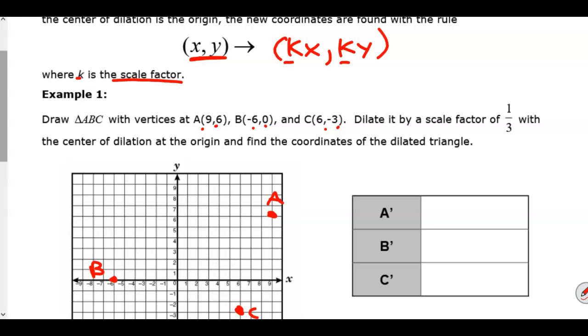6, negative 3. Put a C there. Sorry, I don't have a straight edge for you, so do your best to draw straight lines between all 3 of those. So everyone's drawing the triangle A, B, and C. Come on, do it. Okay. Do your best triangle there, A, B, and C.